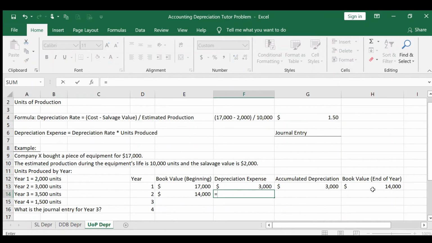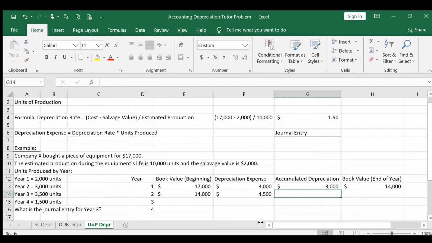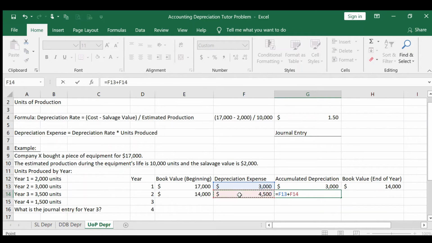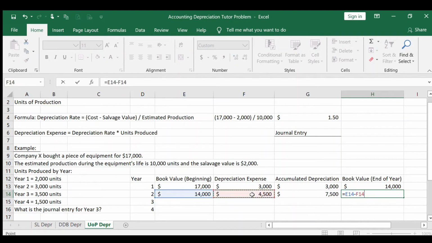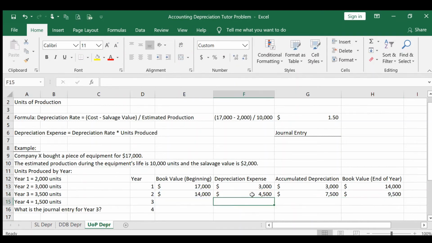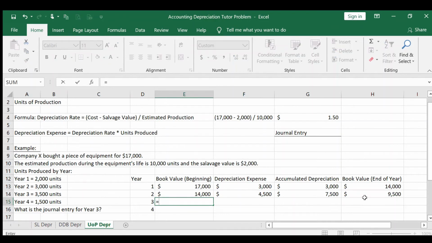And now we have to calculate our depreciation expense for year 2. So again, we're going to start with our depreciation rate. Then we're going to multiply it by our units produced in year 2, which is 3,000. That'll get us 4,500 for our depreciation expense. We will add up year 1 and year 2 to get our accumulated depreciation, and then we will do our book value minus our depreciation expense to get us our book value for the end of year 2.